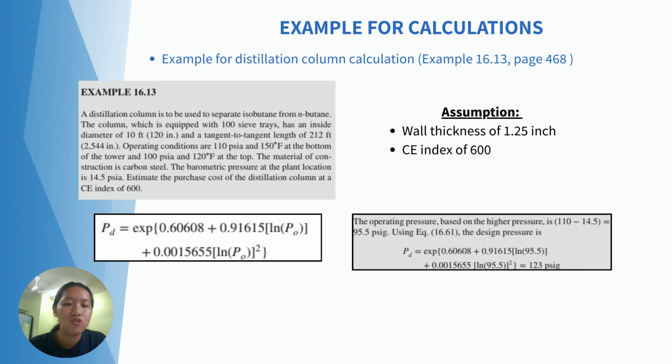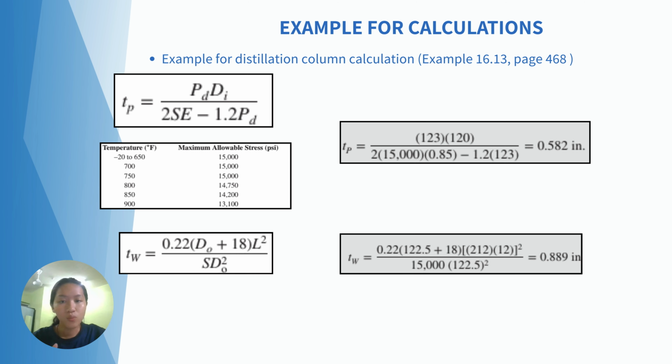So we obtain 123. Next, we need to find the value of TP, which is the wall thickness in inches to withstand the internal pressure. And then by using this temperature table with the suitable maximum allowable stress, we can substitute the values inside this equation and then obtain the value of TP.